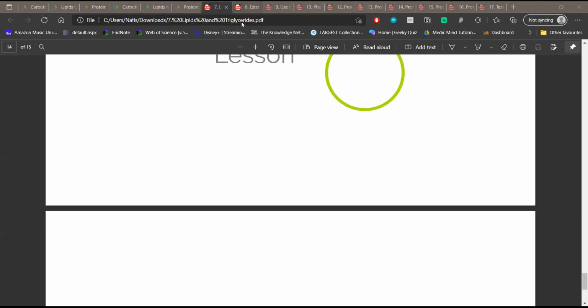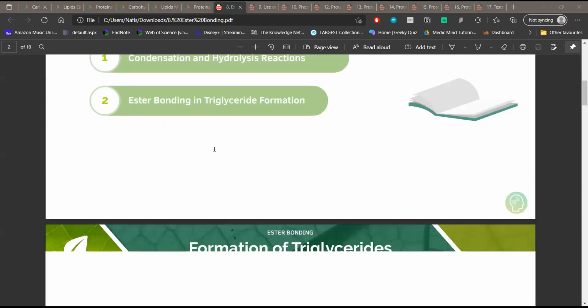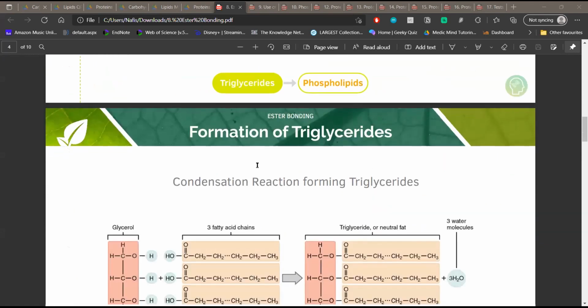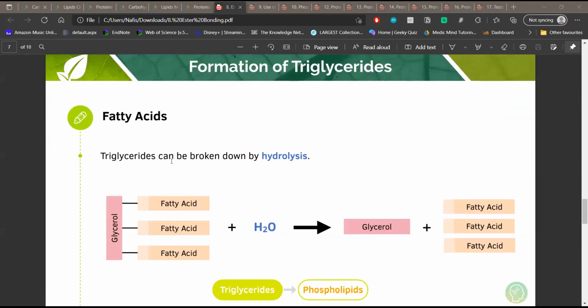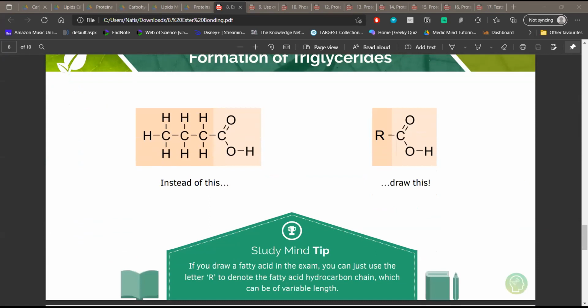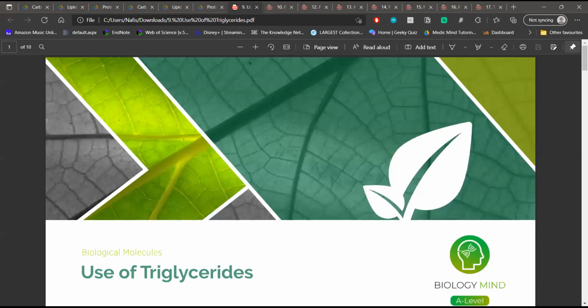Yep. So far, any questions? No? Cool. Okay, ester bonding, which I'm sure we've already touched upon, is basically the bonding between a glycerol and the fatty acids, and it's formed by a condensation reaction, and this can be broken down by hydrolysis. Basically the R group of the fatty acid is the hydrocarbon chain. R group just means, in biology terms, or even in chemistry terms, a variable group. It means a group that can change what it has. And because there isn't just one type of hydrocarbon chain on the fatty acid, we refer to that as the R group of the fatty acid, because it's variable.